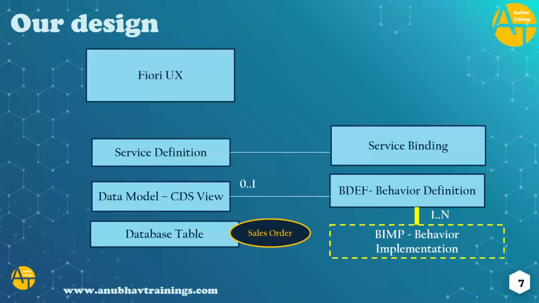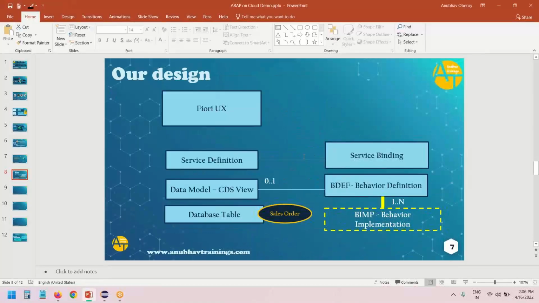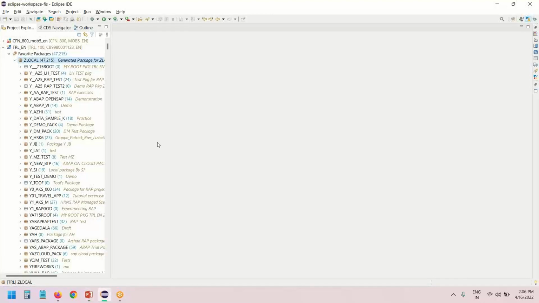This sales order table is going to be a custom database table with very bare minimal data. In coming classes, I will show you more complex data models being created and worked along with the RAP, the RESTful ABAP application programming model. So let me switch over to the system. So this is the system we have got today.